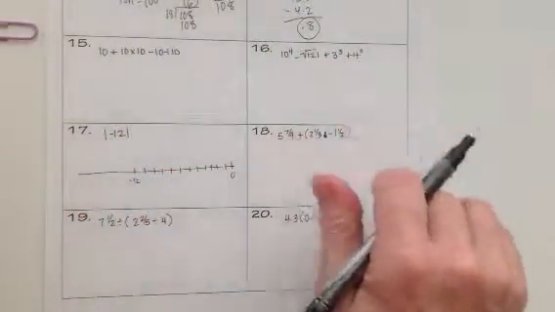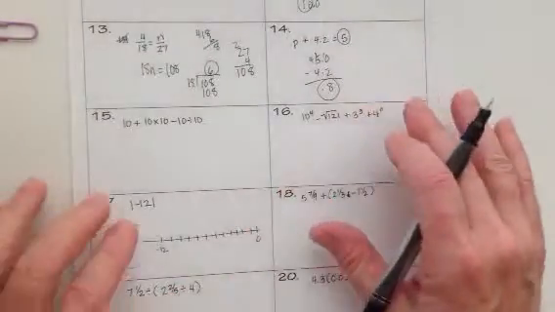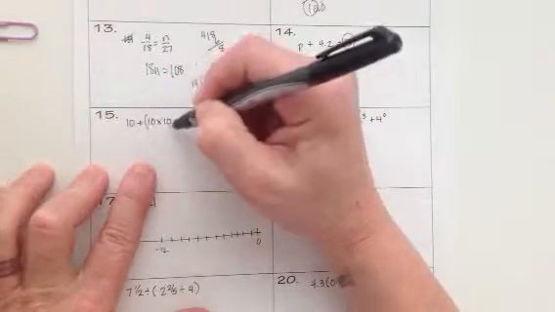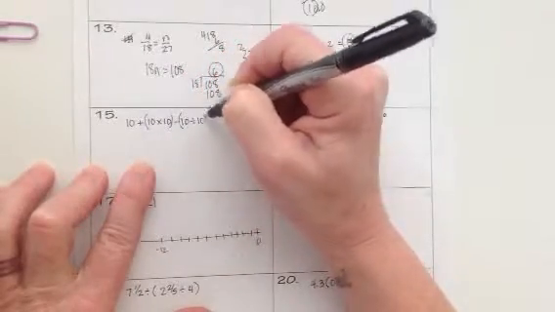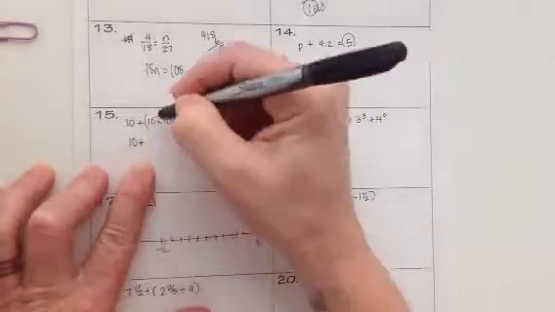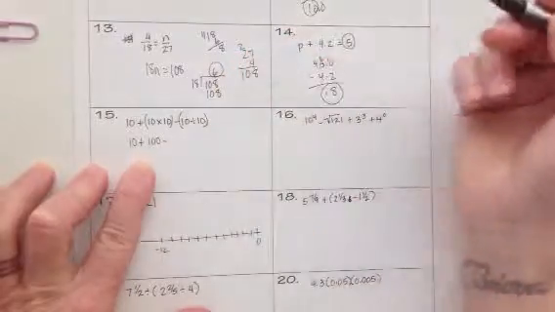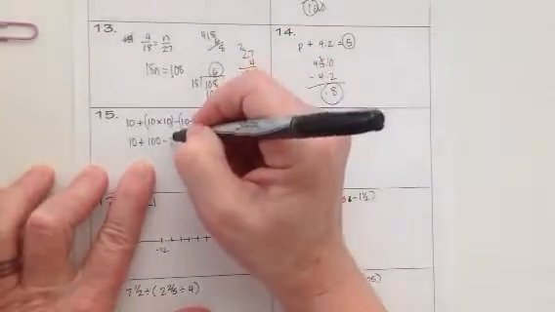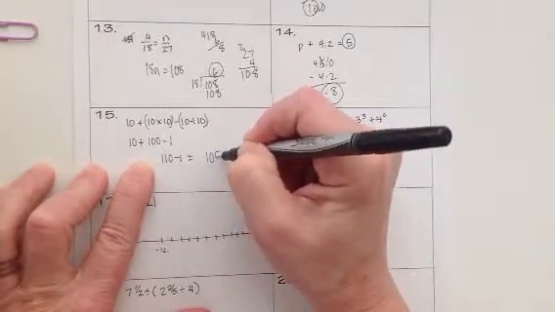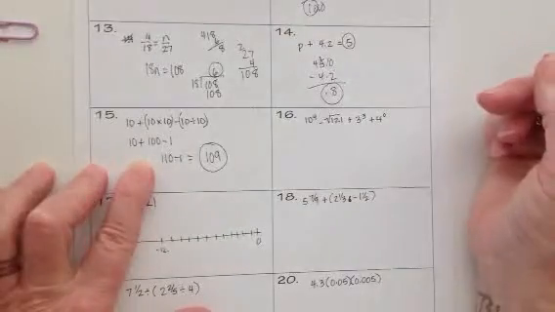15. 15 is all about order of operations. So I need to know that I have to multiply first and I have to divide first. So I'm going to go ahead and put those in parentheses. So now I have 10 plus, well, what's 10 times 10? 100. Minus, what's 10 divided by 10? 1. So I have 110 minus 1. Well, that equals 109. It's very simple if you remember the order of operations.